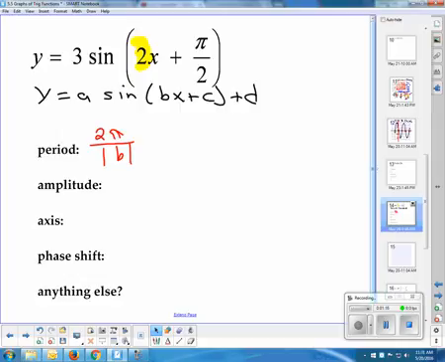So in this case, our period 2 pi divided by 2 gives us a period of pi. So this would give us a horizontal shrink. So the graph, which used to have a repeatable pattern of a length of 2 pi, is going to get shrunk down to only be pi long.